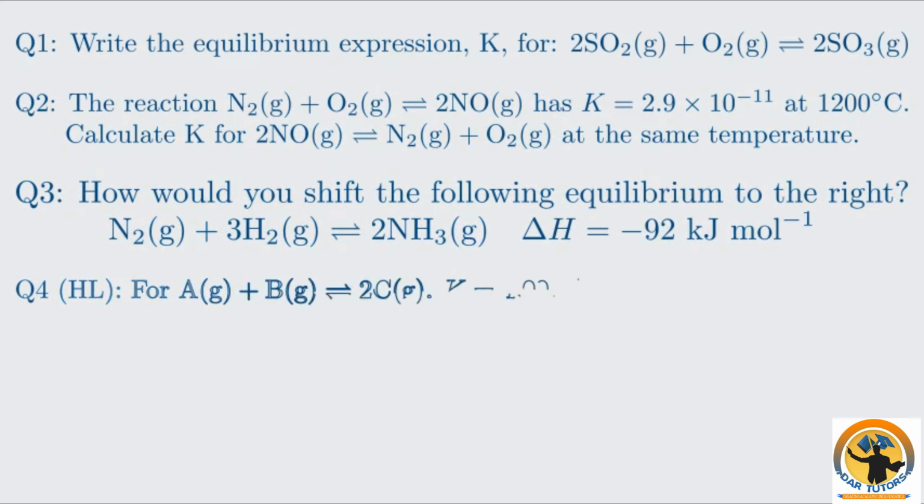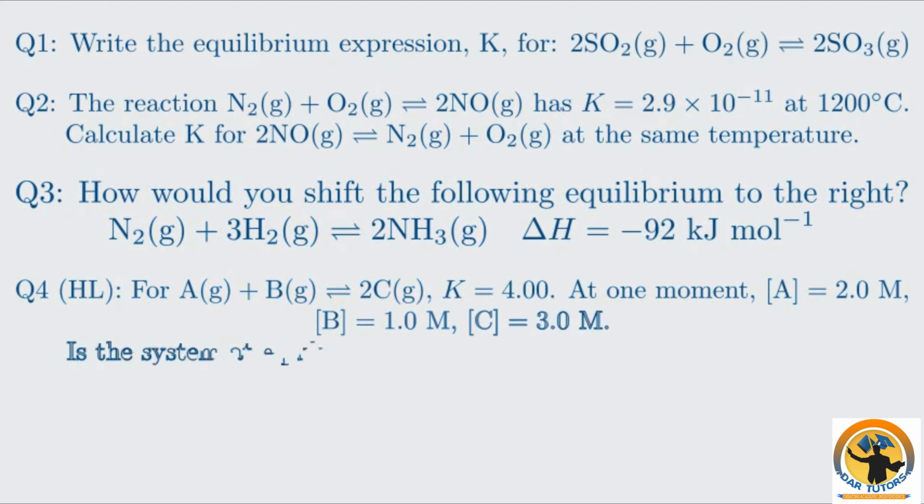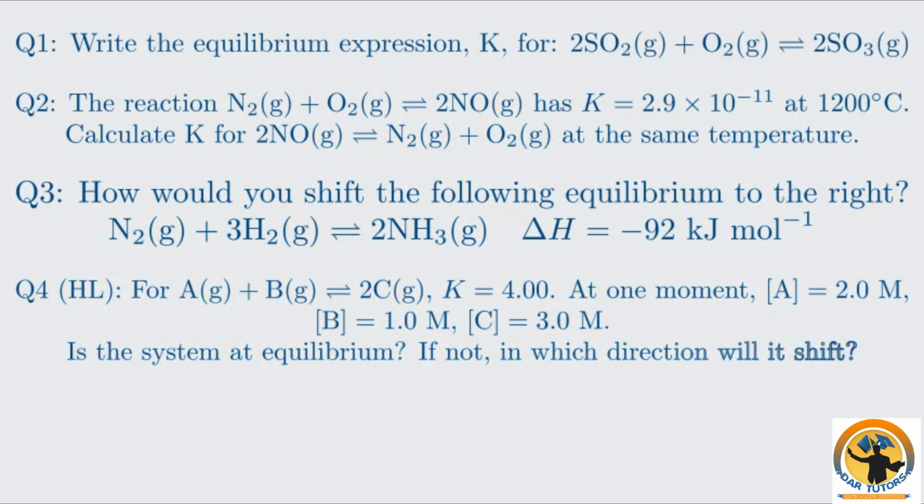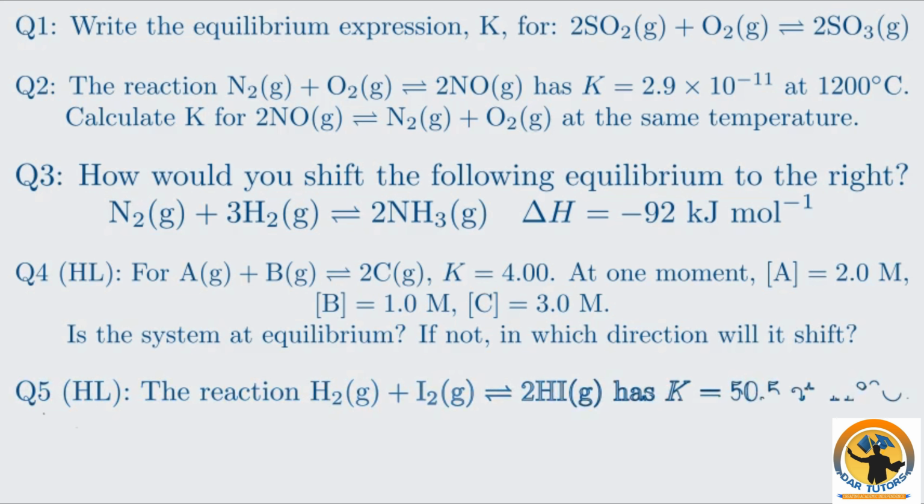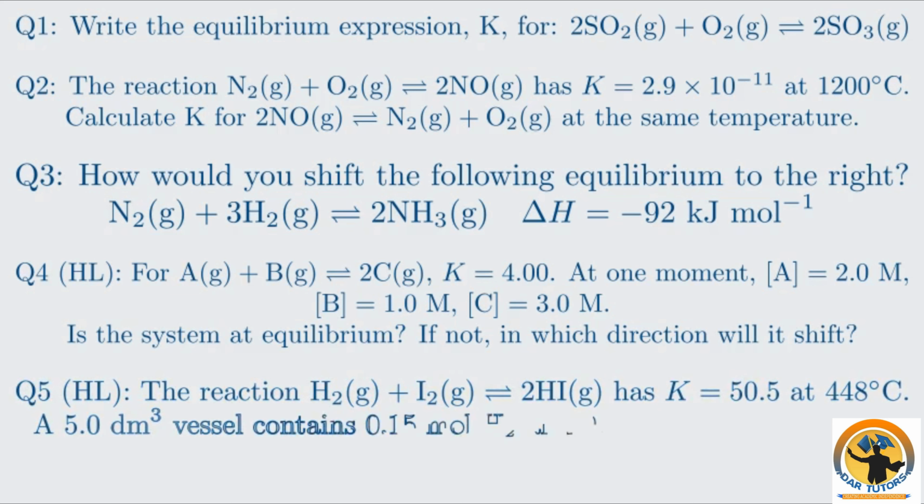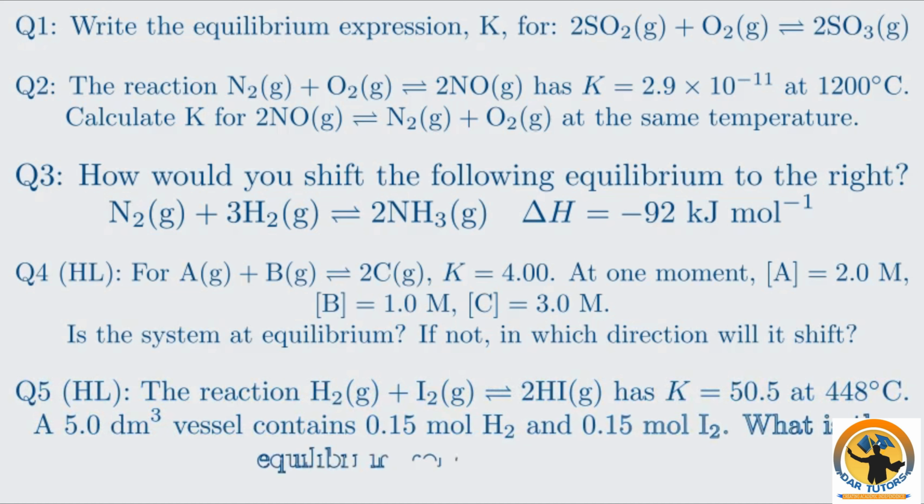Question 4, for HL students, uses the reaction quotient Q to determine the direction of shift. Question 5, also for HL students, is an ICE table problem. You are given initial concentrations and K and asked for the equilibrium concentration of HI. Please pause the video here and attempt these questions. When you're ready, continue to the next scene for the full solutions.